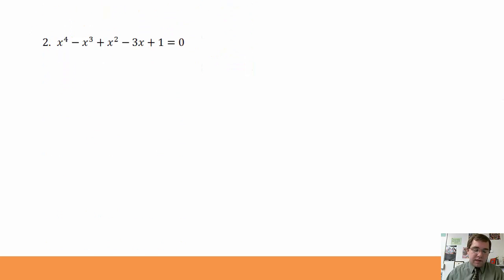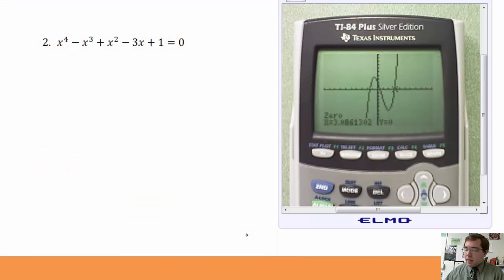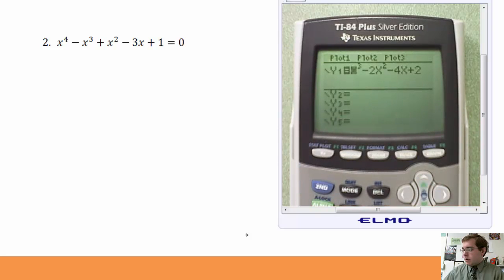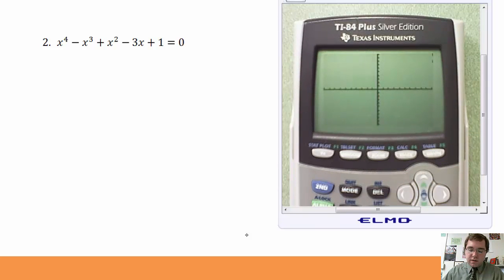Another example, x to the 4th minus x cubed plus x squared minus 3x plus 1 equals 0. We will graph it. I will go to y equals. I'll clear out the equation I have there by clicking the clear button. I'll do x to the 4th, so x, caret key 4, use the arrows to get out of my exponent, minus x, caret key 3, use the arrow key to get out of my exponent, plus x squared minus 3x plus 1, zoom 6. It graphs it.